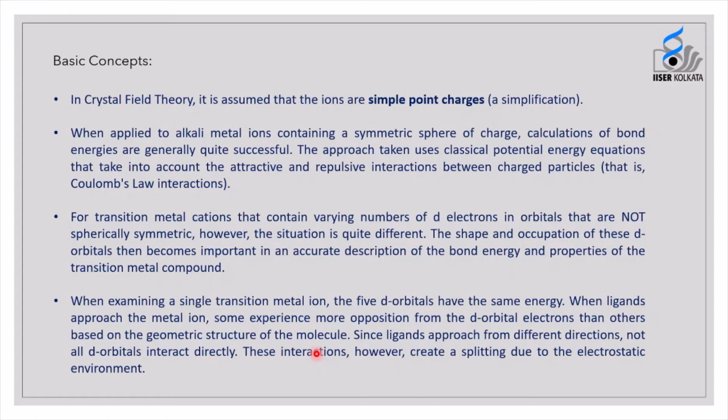In a particular direction the ligand is coming, so a d orbital that is not in that direction is not interacting with anything, and the d orbital which falls on the line along which the ligand is coming will have the maximum possible interaction. Since ligands approach from different directions, not all d orbitals interact directly. This interaction however creates a splitting due to the electrostatic environment. So that is exactly what is written here, what I have explained.